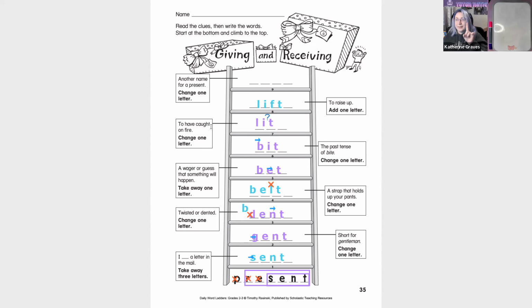Change one letter. So easy. Good job. Yes. Exactly. Gift. Right on.